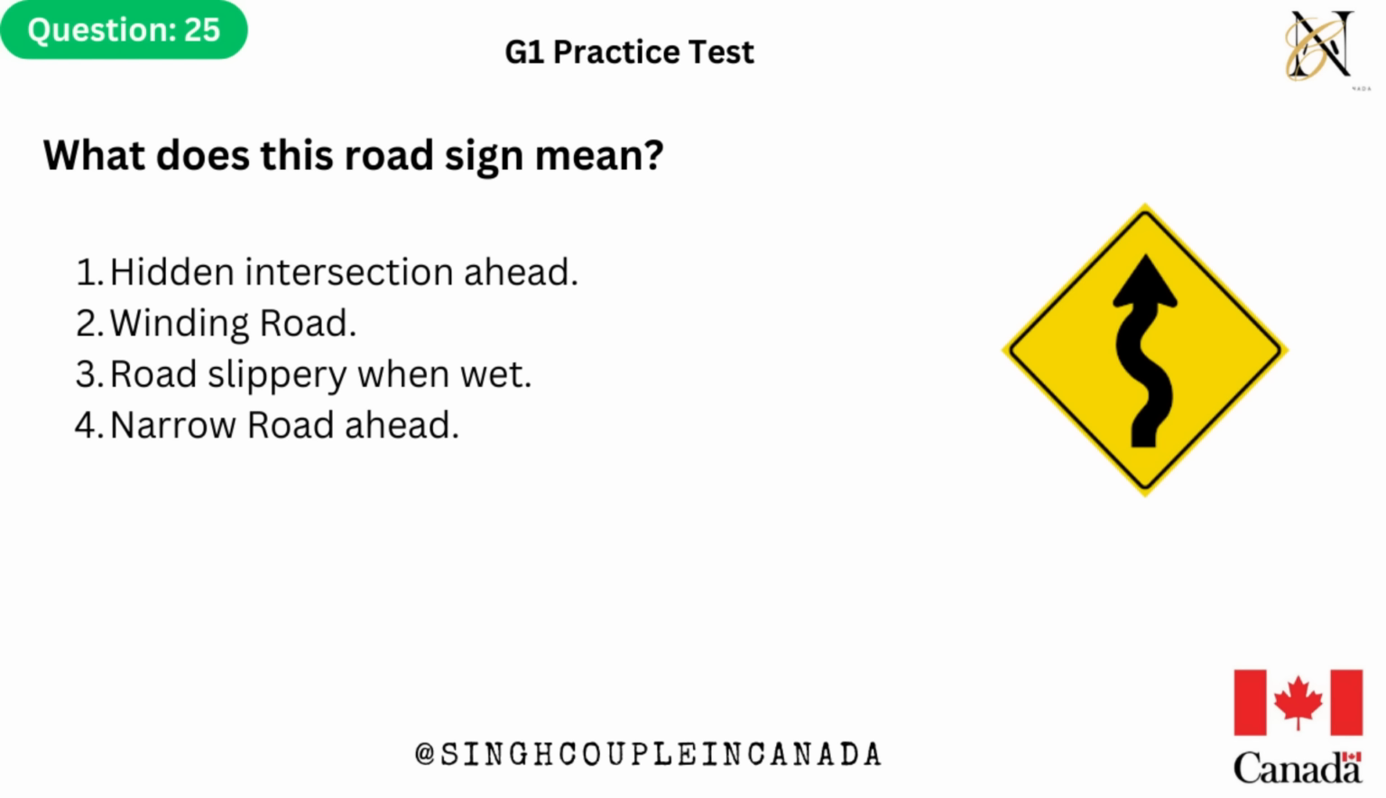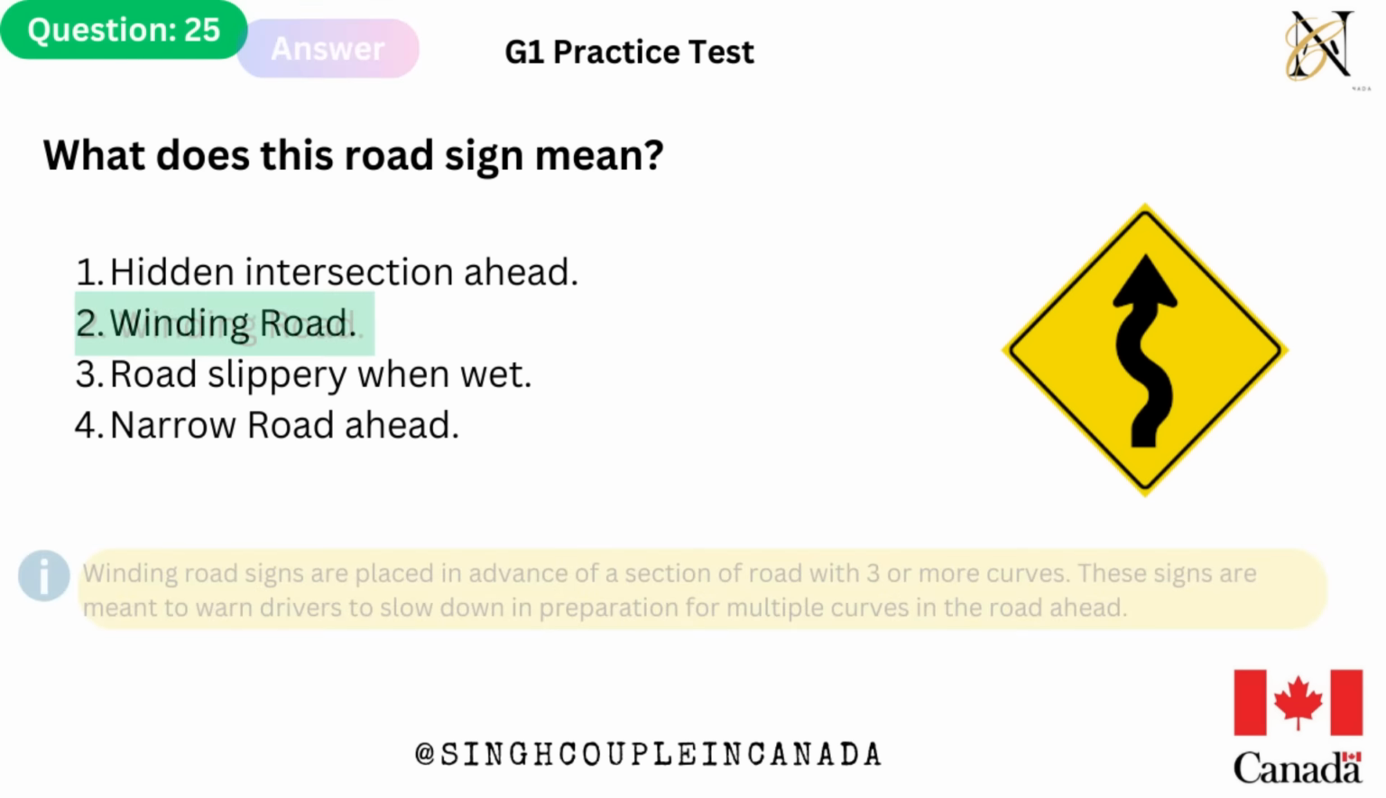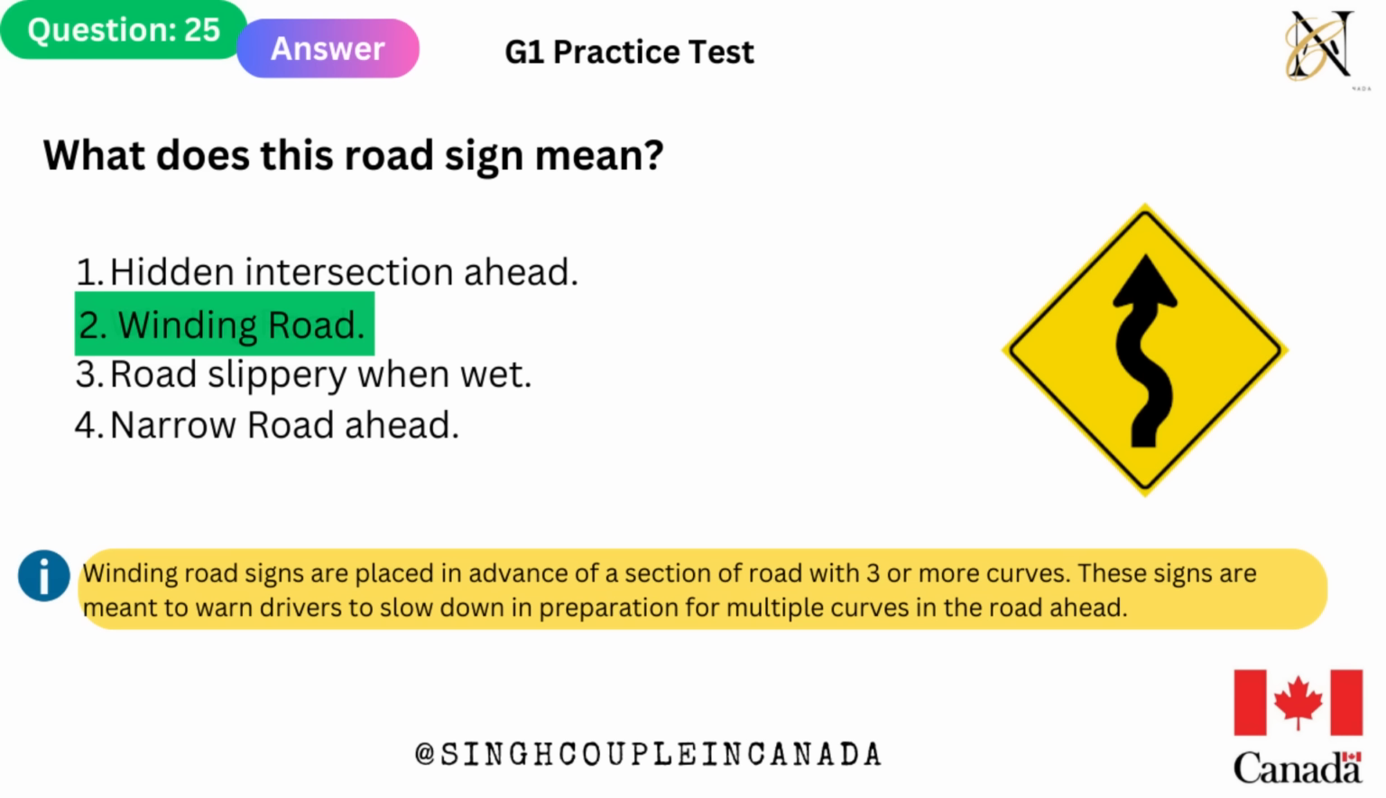What does this road sign mean? 1. Hidden intersection ahead. 2. Winding road. 3. Road slippery when wet. 4. Narrow road ahead. The answer is 2. Winding road. Winding road signs are placed in advance of a section of road with 3 or more curves. These signs are meant to warn drivers to slow down in preparation for multiple curves in the road ahead.